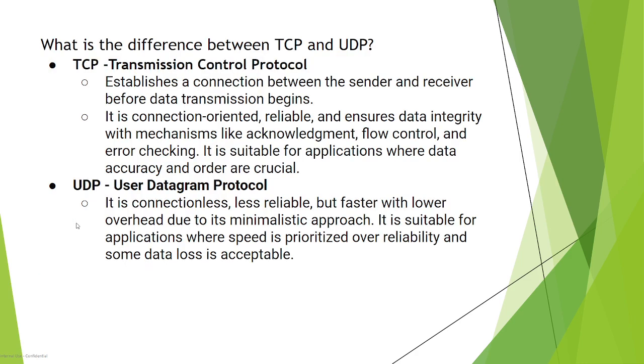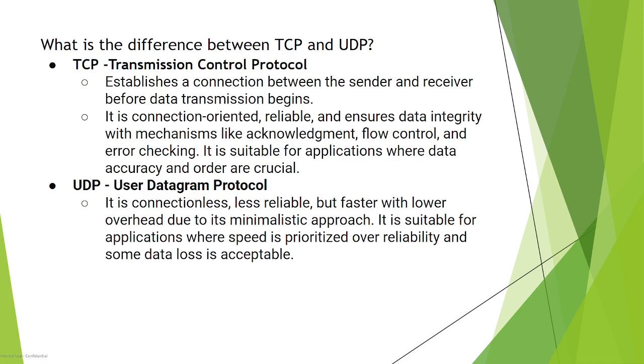What is the difference between TCP and UDP? TCP stands for Transmission Control Protocol. It is widely used in networking. It establishes a connection between sender and receiver before data transmission begins. It is connection-oriented, reliable, and ensures data integrity with mechanisms like acknowledgement, flow control, and error checking. It is crucial for applications where data accuracy and order are important.